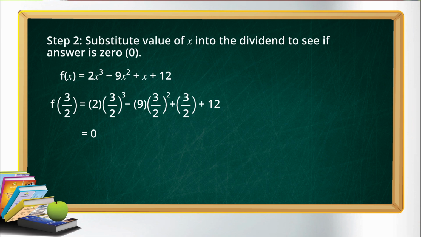What does an answer of 0 tell us? We now know that the remainder is 0, which means that the divisor of 2x minus 3 is a factor. Now we have shown, as per the instruction, that 2x minus 3 is a factor of 2x cubed minus 9x squared plus x plus 12. Well done.